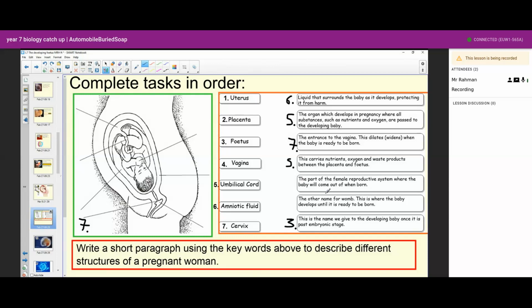The next part, the part of the female reproductive system where the baby will come out from when born. That's number 4, the vagina. Okay, so that's number 4 on here.